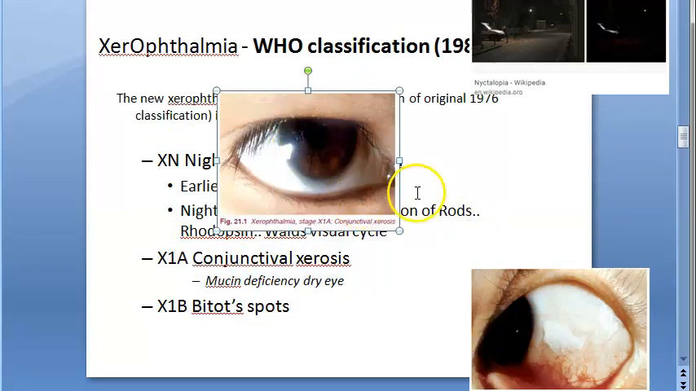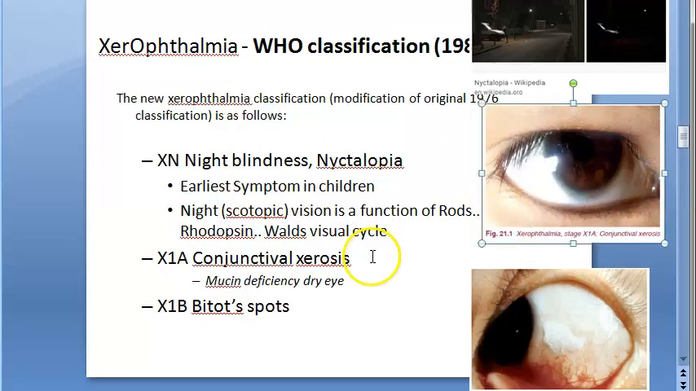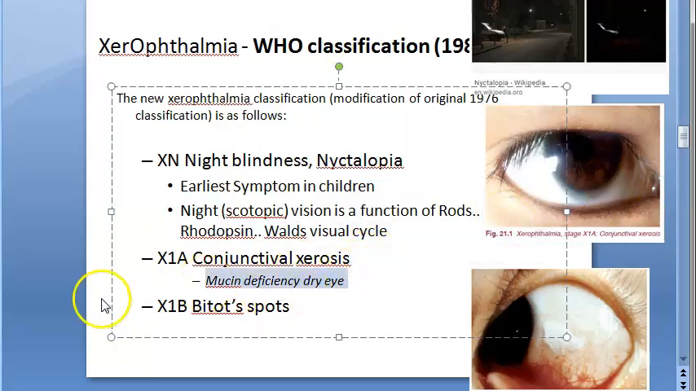Here you can see conjunctival xerosis. There is dryness of what? Of the conjunctiva. So they seem to be indicating the bulbar conjunctiva here. Right? This is the bulbar conjunctiva. So there should be dryness. That will become X1A. Right? Conjunctival xerosis, dryness. Mucin deficiency, dry eye.